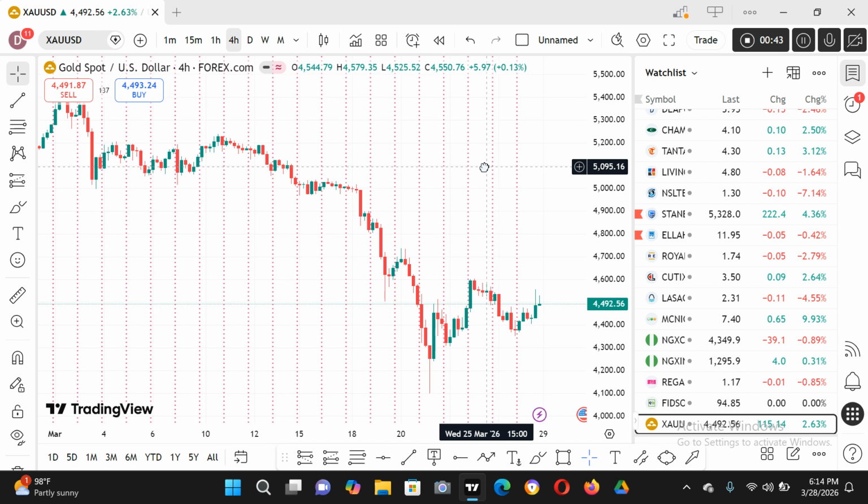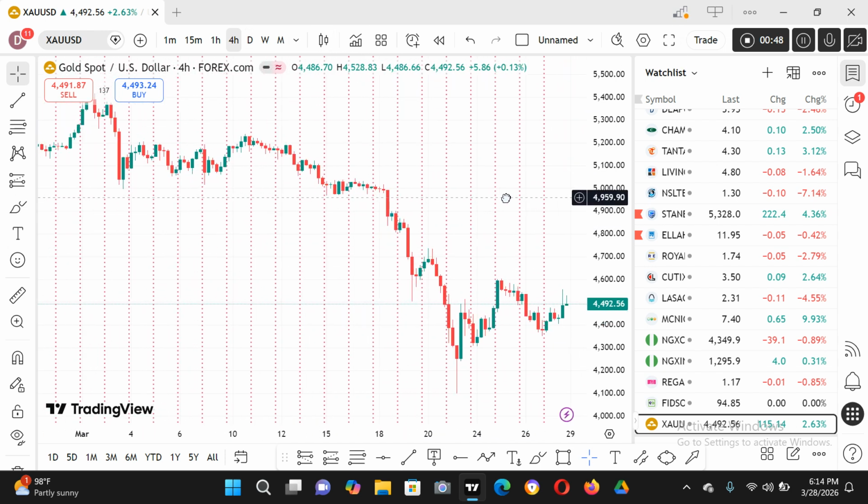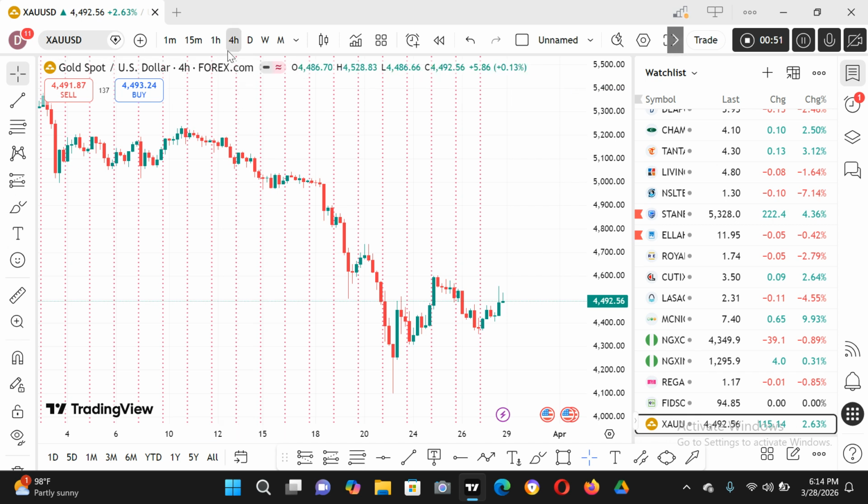Like I always said, the first thing we do in analyzing any currency pair or anything at all is to go to the higher time frame. For me, I use the 4 hour time frame to see the long time view of the market. So from the higher time frame, that's the 4 hour time frame, you can see that the market is showing higher high, higher low, higher high, higher low.